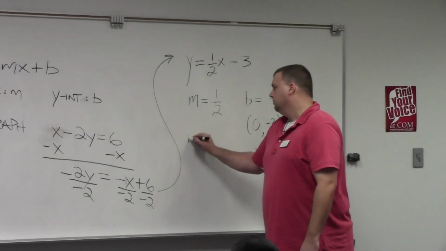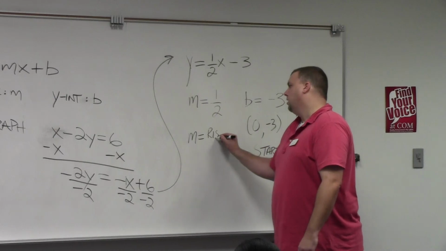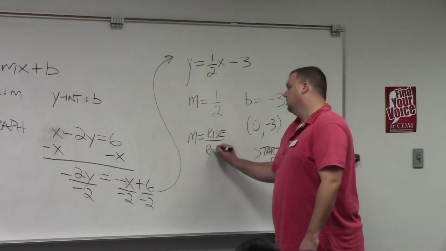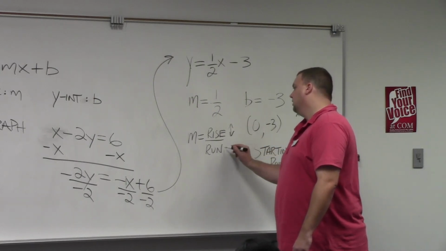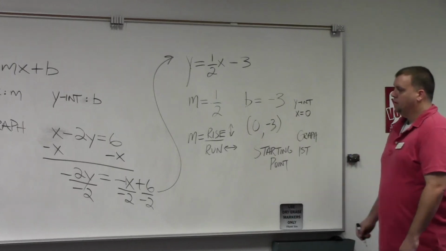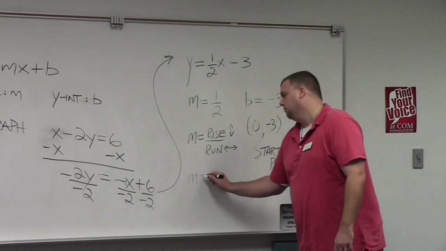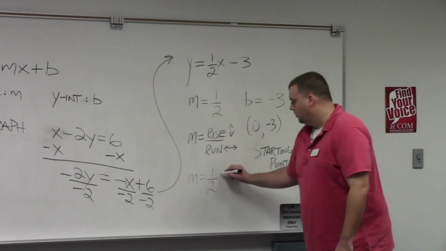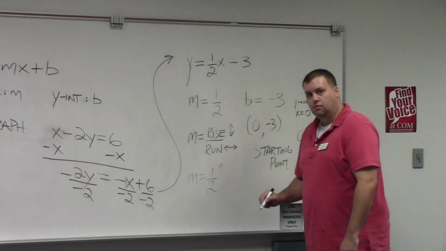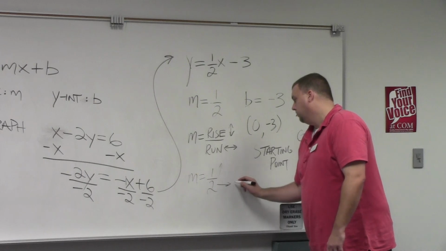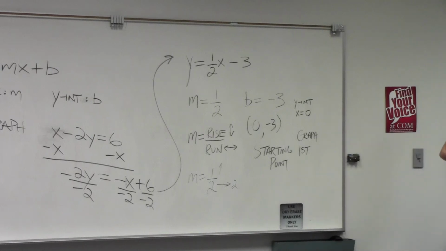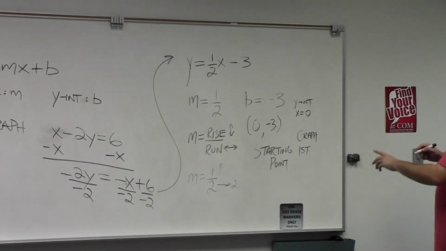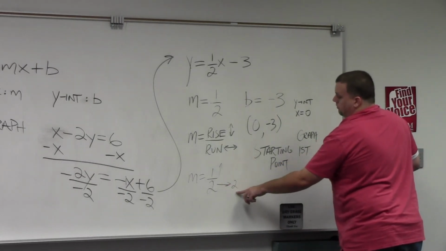The slope can be thought of as rise over run. Rise meaning up or down, run meaning left or right. So if I have a slope of 1/2, that means I'm going up 1 and over 2. I'm rising a positive 1, running a positive 2. If they're negative, they're going to be going in opposite directions. But in this case, they're both positive. Positive means up and to the right.